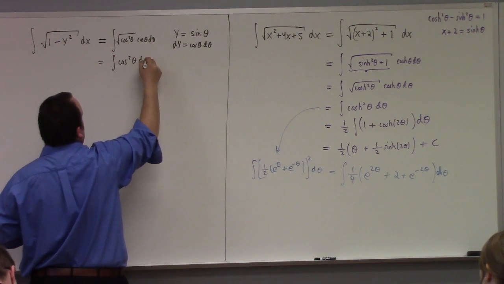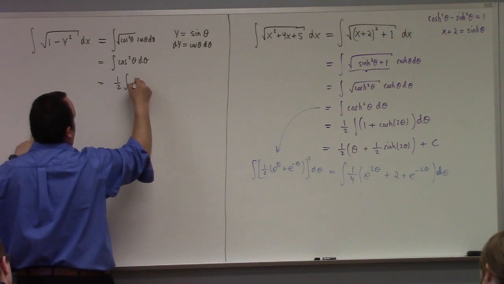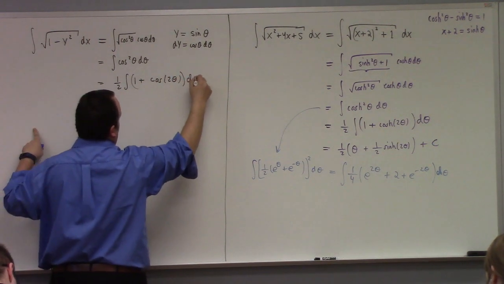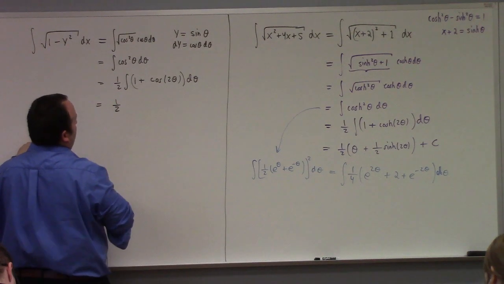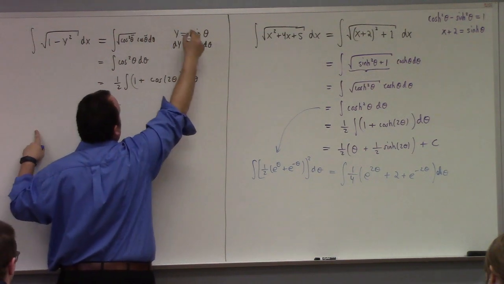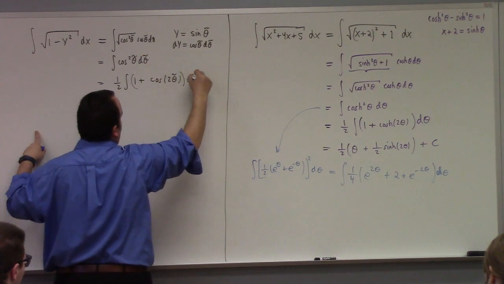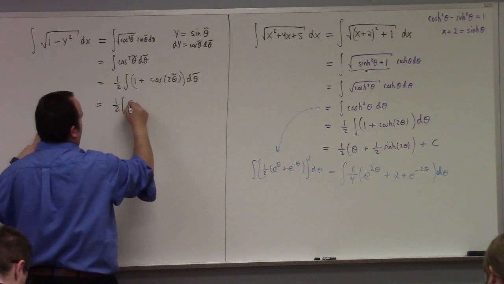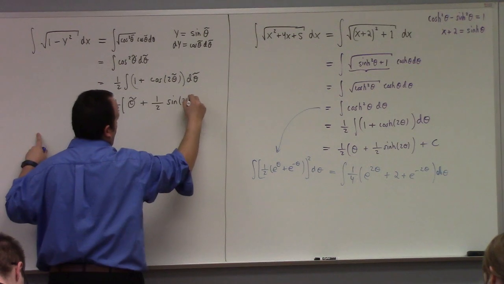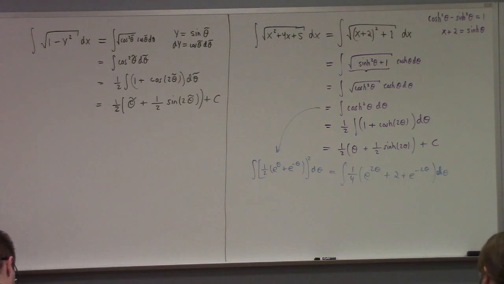Oh, this is cool. Look at that. Almost like I planned it to work that way. Plus cosine 2 theta, right? Probably shouldn't use theta since I'm using theta over there. Let me swap my theta out for a theta tilde. There you go. And again, you need to solve back in terms of y.